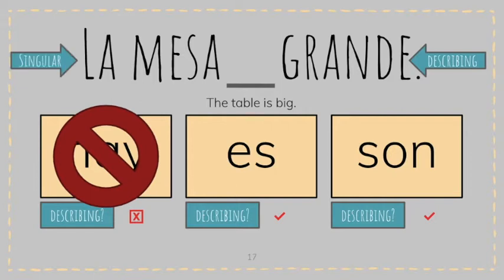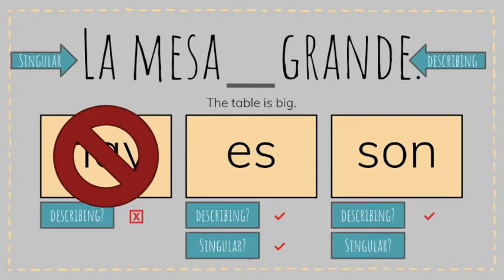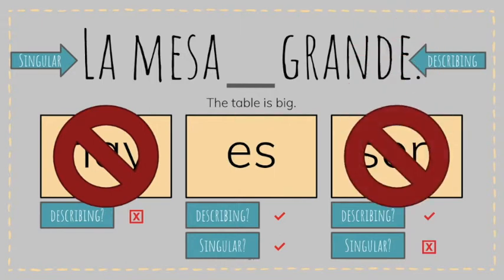Is the thing that we're describing singular or plural? How many tables do we have? We just have one. So let's take a look at our verbs again. Is es singular? Yes, it is. Is son singular? No, it's not. Son is not an option. Therefore, the word that we need to put in our sentence is es. La mesa es grande.